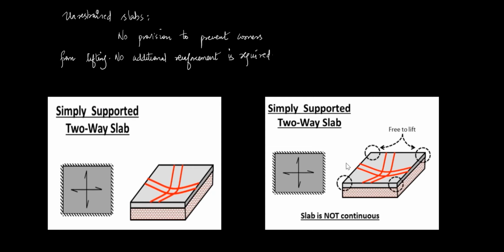You can imagine you are keeping a paper and you are applying some load. What happens when you are applying the load at the middle? The paper will lift from its four edges. So if there is no provision or reinforcement provided at the edges, it is free to lift from the edges. Similar concept is being applied here. If I am applying some load over here, at the end there is some lifting up of the slab. So we will not provide any reinforcement over here. A simply supported two-way slab has a provision to lift from the edges if no restraints are provided.